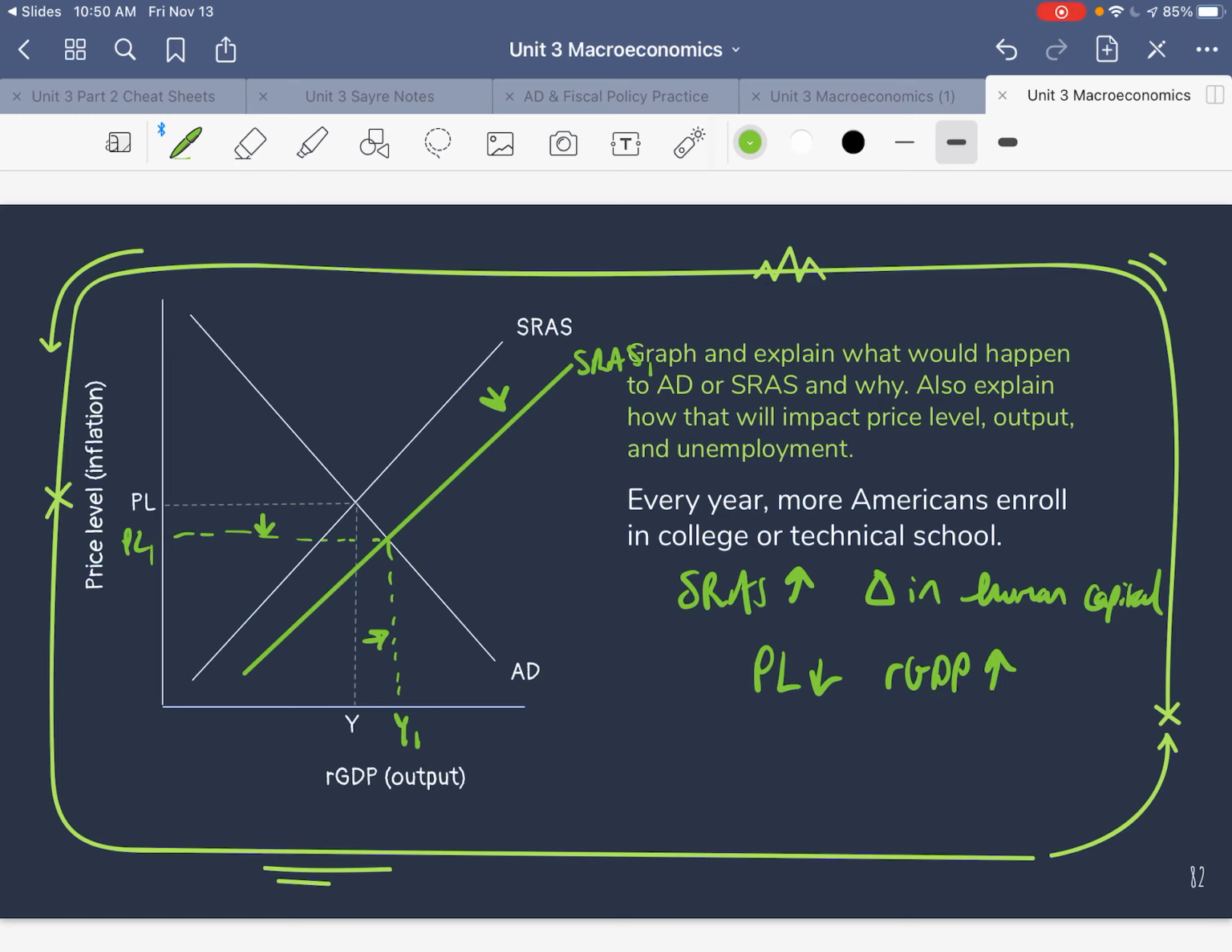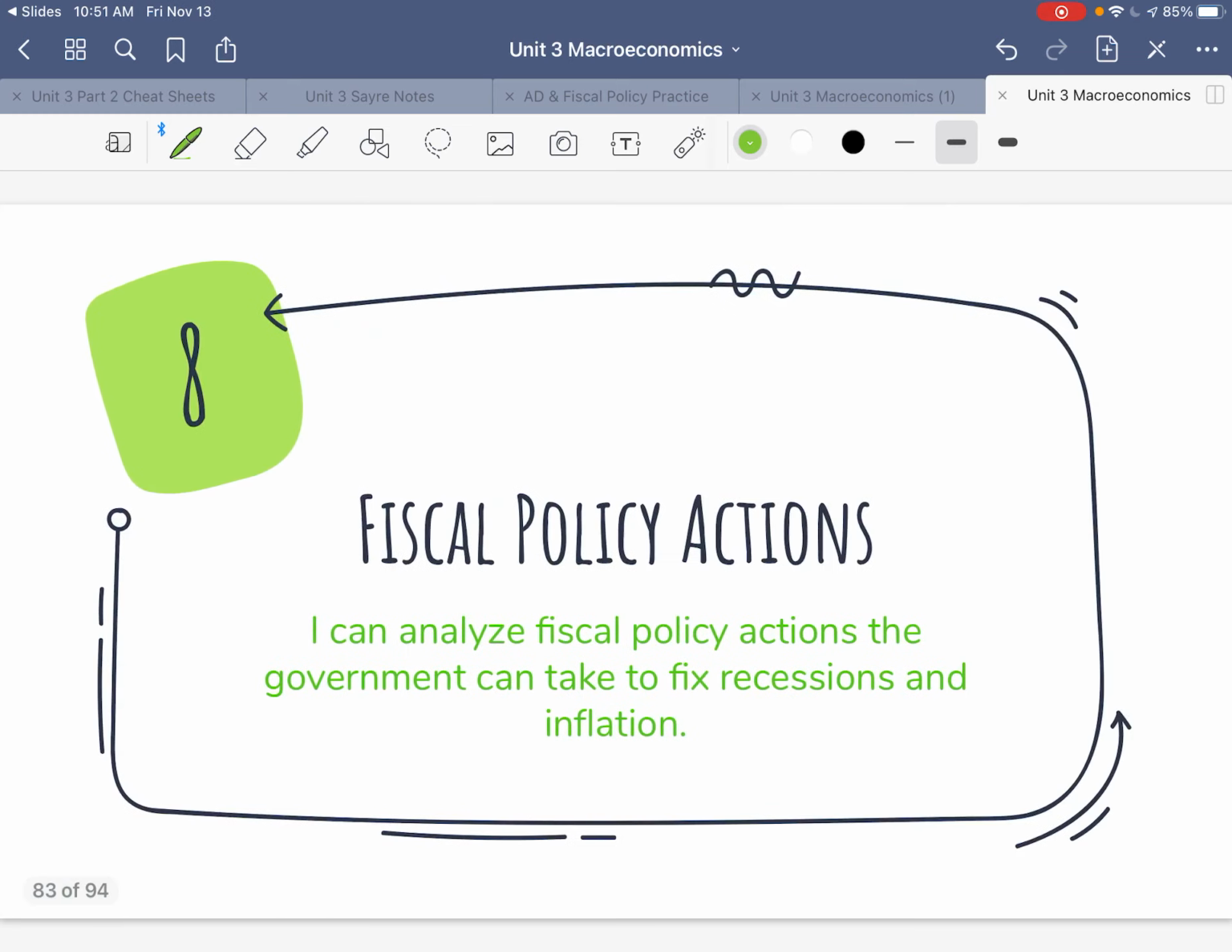RGDP increased. And when we think about RGDP, we want to think about unemployment too. If we're making more stuff, we have to employ more people to make that stuff. And also, look at the problem. Americans enroll in college or technical school, they're going to want jobs. So unemployment will actually decrease. Okay? All right, we'll get to fiscal policy actions in a different video.